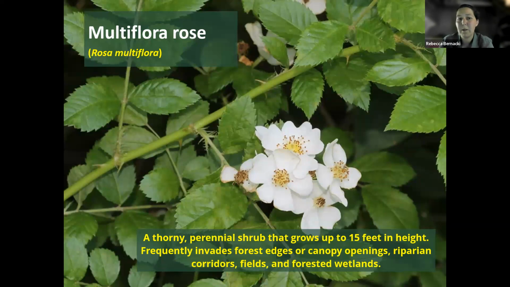Another species we're going to talk about is one that's really commonly encountered, but not one that we talk a whole lot about at APIPP, and that's multiflora rose. Multiflora rose is a thorny perennial shrub that grows up to 15 feet in height. It's frequently found in forest edges, canopy openings, riparian corridors, fields, and forested wetlands.